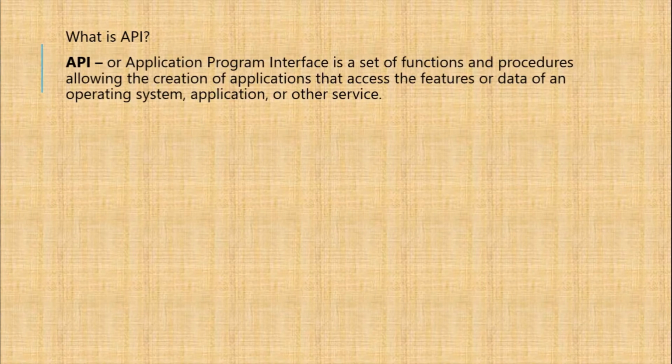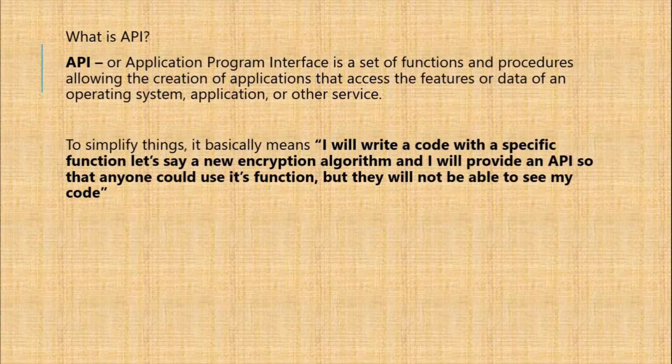What is API? API, or Application Program Interface, is a set of functions and procedures allowing the creation of applications that access the features or data of an operating system, application, or other service.